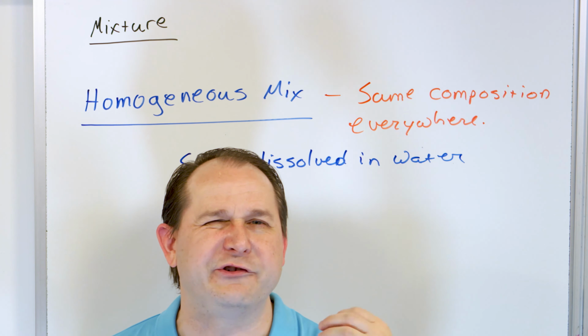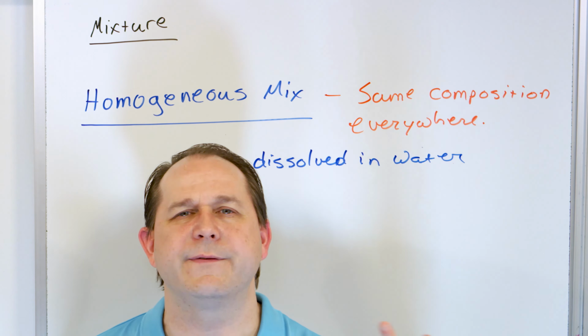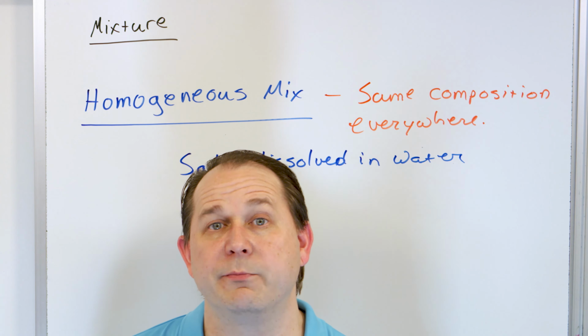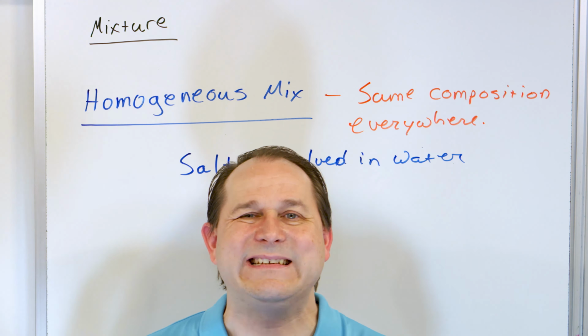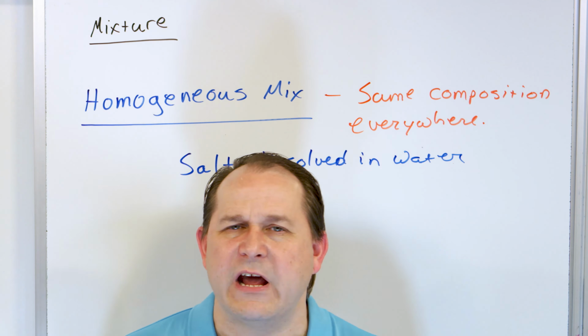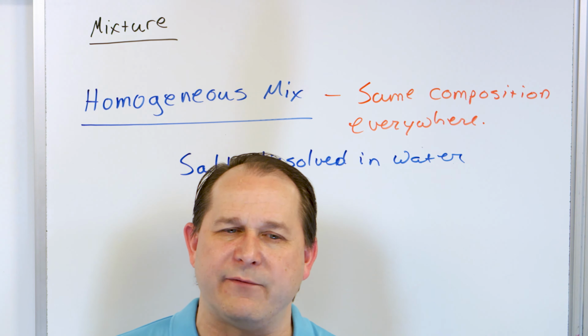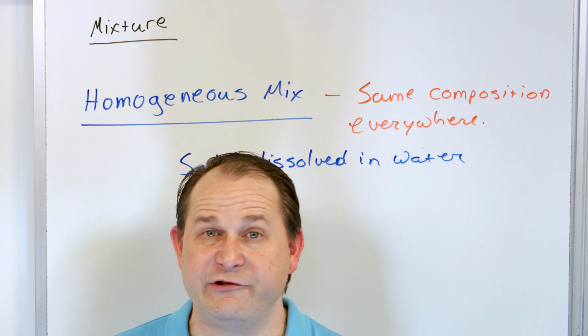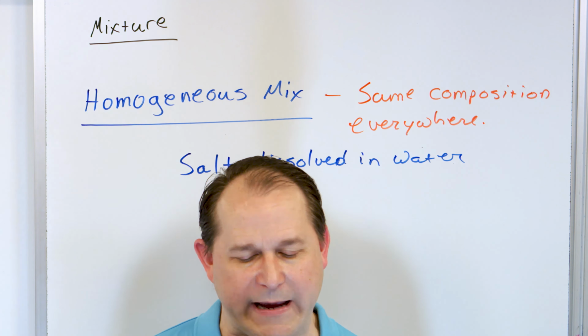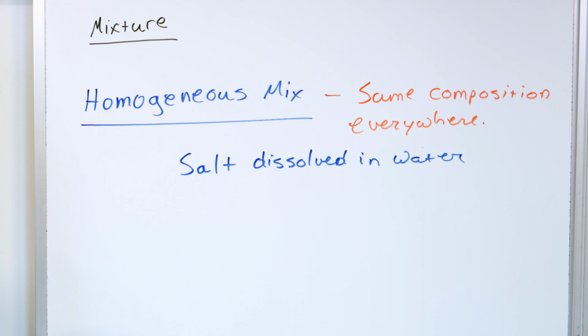All of these solutions like sugar in water, salt in water, other things dissolved in water, they're going to be homogeneous situations. If you take sand with rocks and pebbles and you mix it up really, really good and you have a very uniform situation, no clumping, that's what we call a homogeneous mixture.